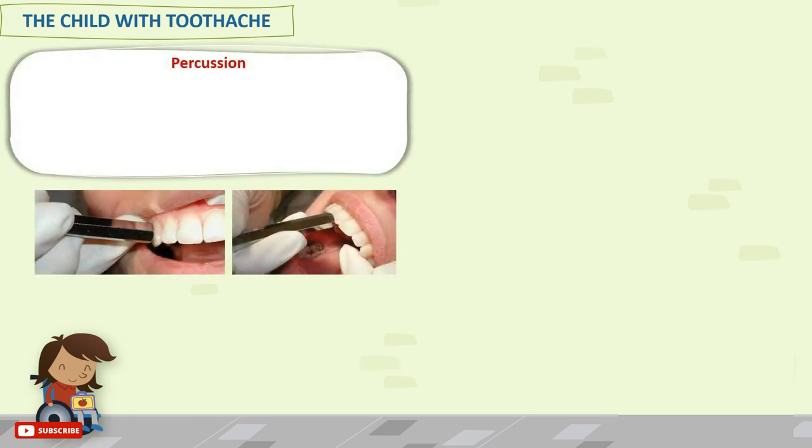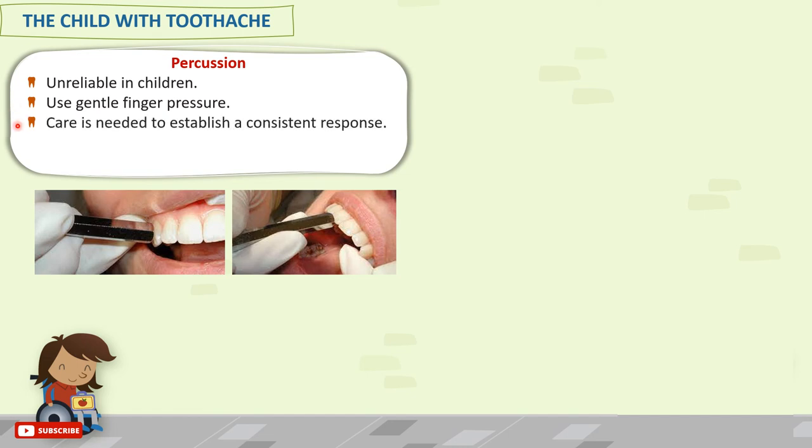Percussion. It can be unreliable in children, as we mentioned before. Use gentle finger pressure first. Care is needed to establish a consistent response and compare with unaffected control teeth. Consider the tone of the percussion note, as an ankylosed tooth will have more of a solid sound when tapped compared to the dull cushion sound of other sound teeth.